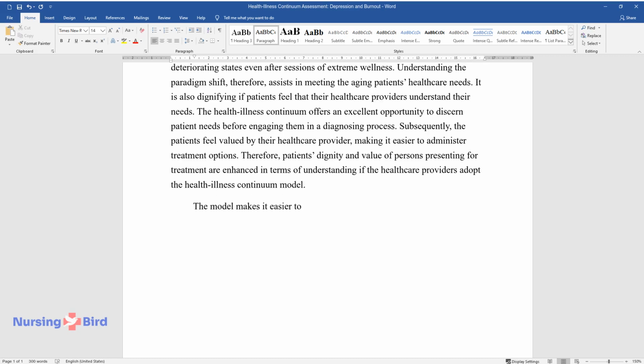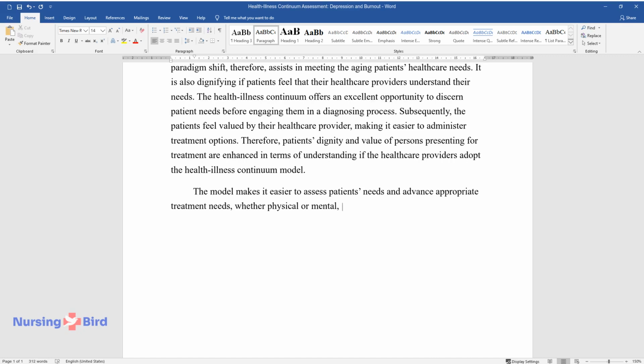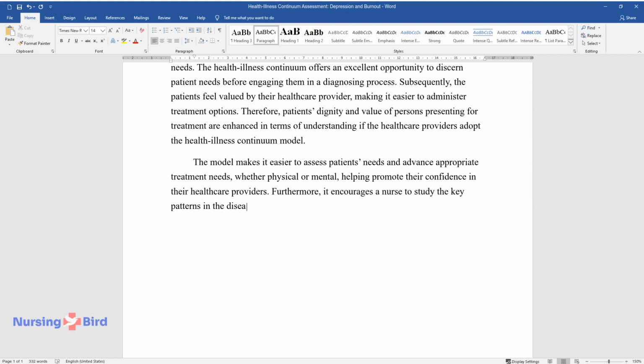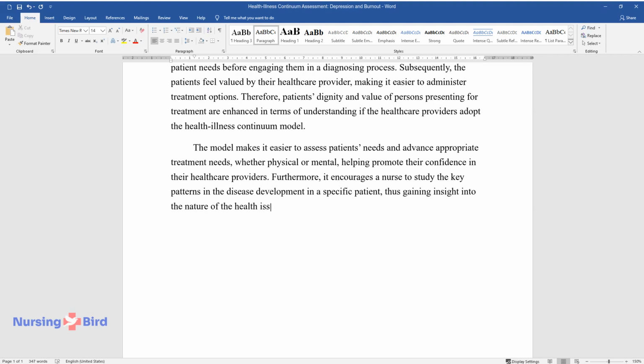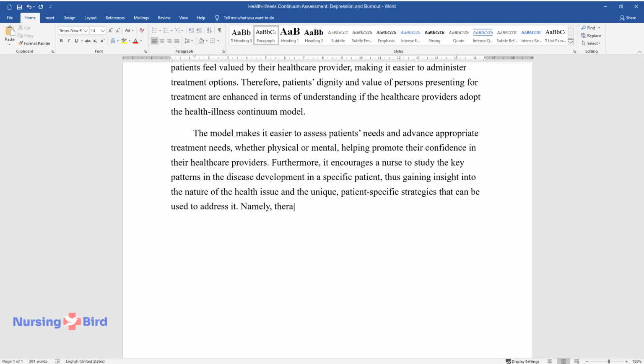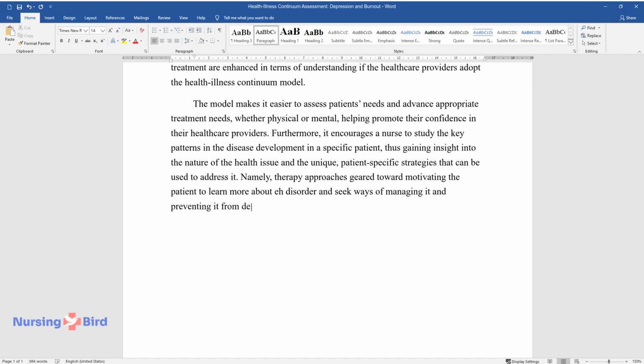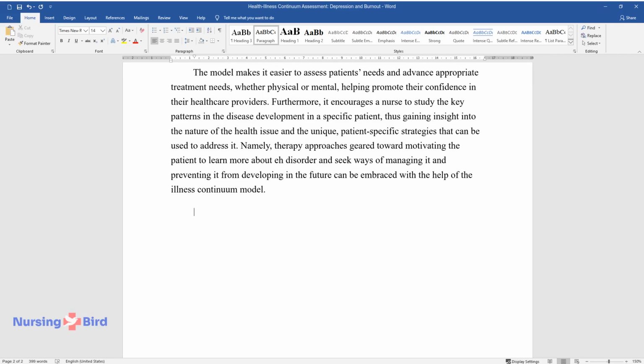The model makes it easier to assess patients' needs and advance appropriate treatment needs, whether physical or mental, helping promote their confidence in their healthcare providers. Furthermore, it encourages a nurse to study the key patterns in the disease development in a specific patient, thus gaining insight into the nature of the health issue and the unique, patient-specific strategies that can be used to address it. Namely, therapy approaches geared toward motivating the patient to learn more about a disorder and seek ways of managing it and preventing it from developing in the future can be embraced with the help of the illness continuum model.